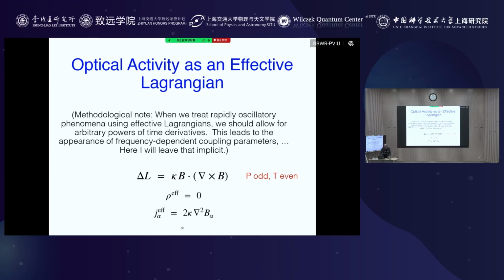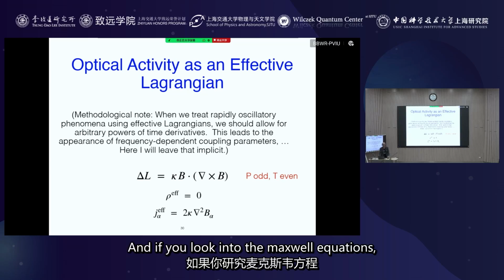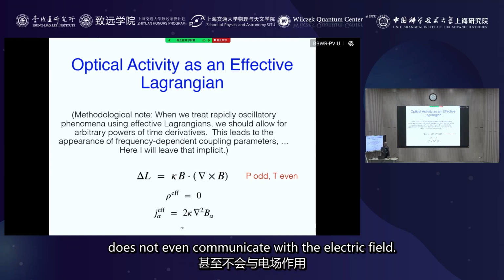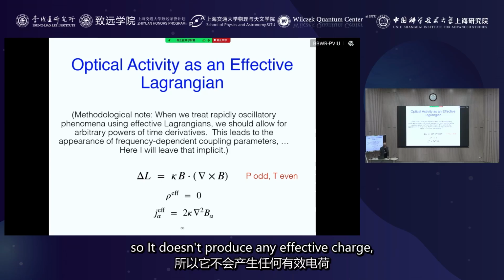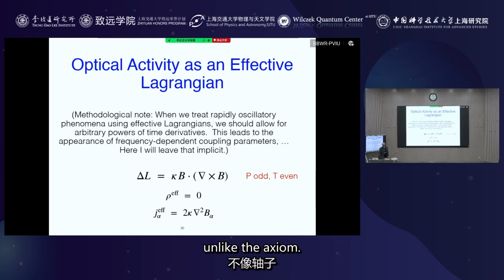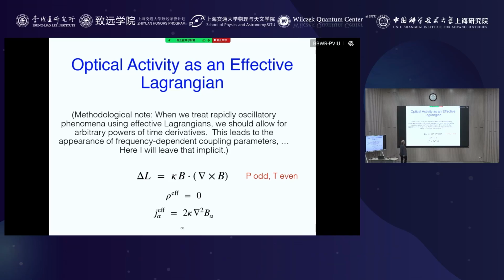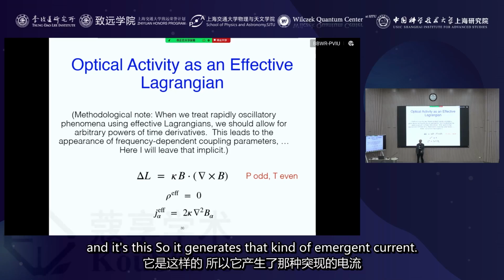And if you look into the Maxwell equations, you'll see that, of course, this does not even communicate with the electric field, so it doesn't produce any effective charge, unlike the axion. But it does, when you derive the equation of motion by varying the vector potential, this contributes an extra piece, which is easily calculated, and it's this. So it generates that kind of emergent current.